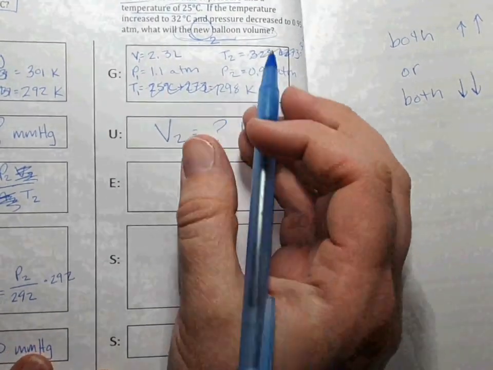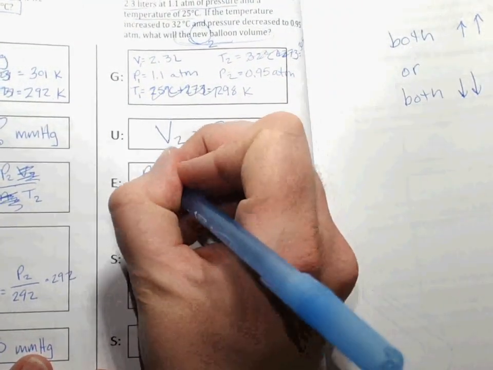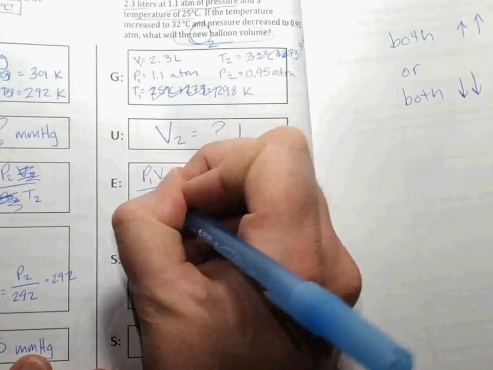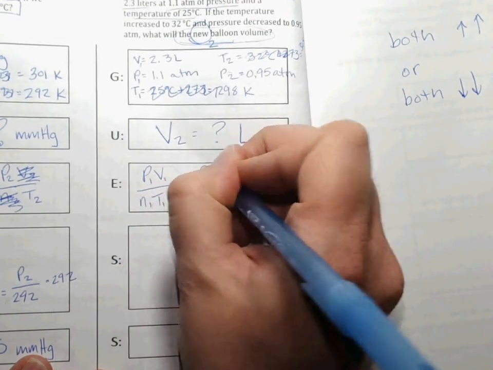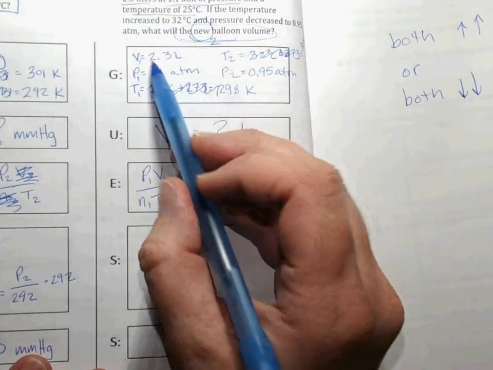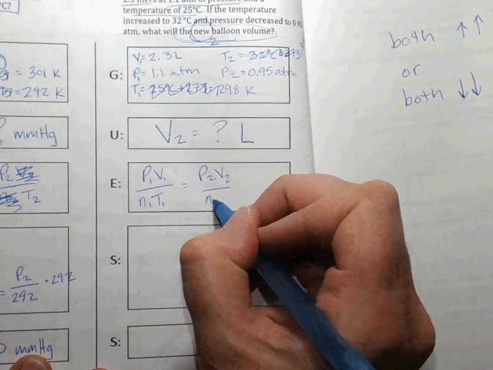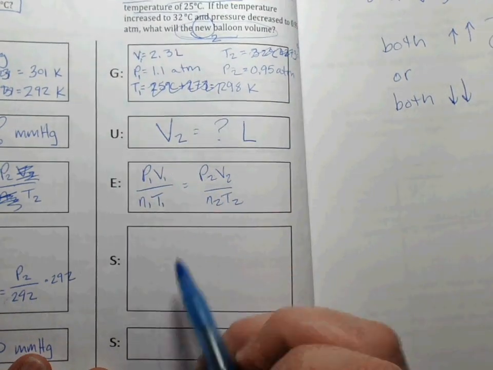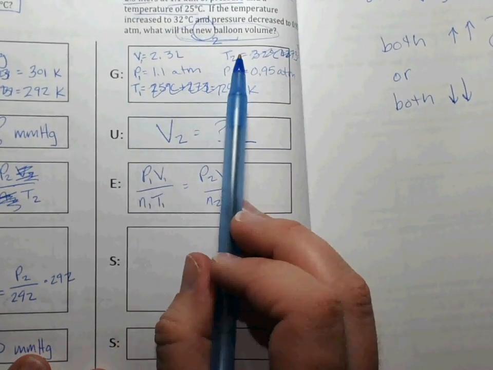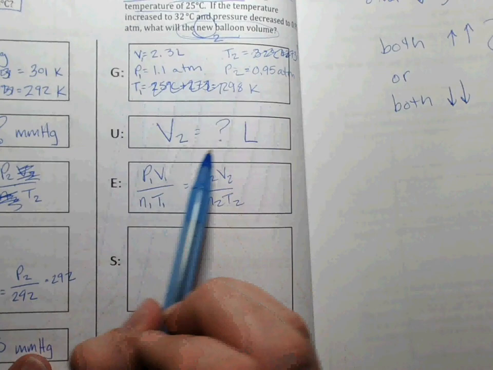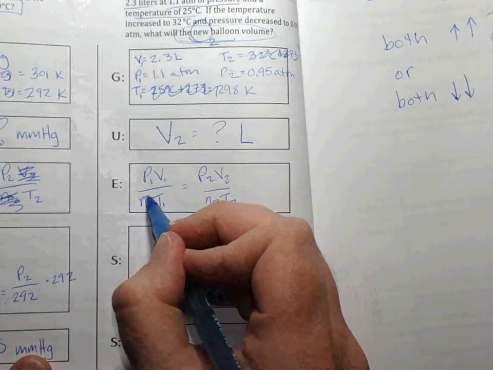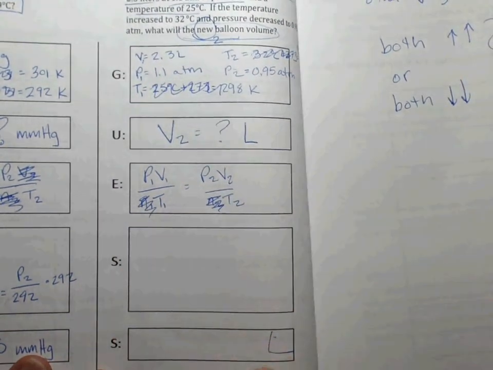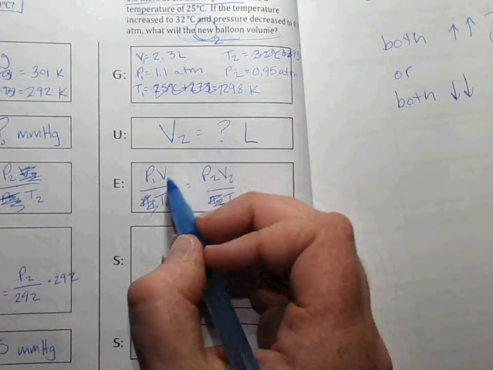We need a formula that has a whole bunch of variables, so we're going to go back to the combined gas law. It has two V's, which we need. It has two P's, which we need. It has two T's, which we need. It also has two N's, which we do not need. So guess what we can do? We can just cross those right out. Now we just have to plug stuff in.